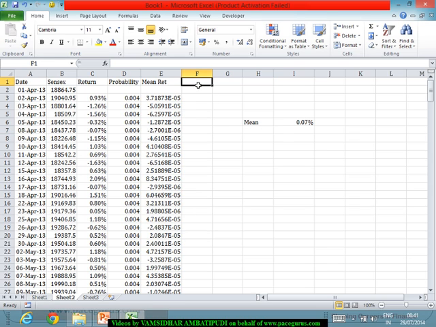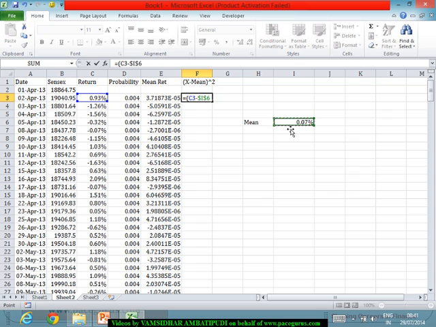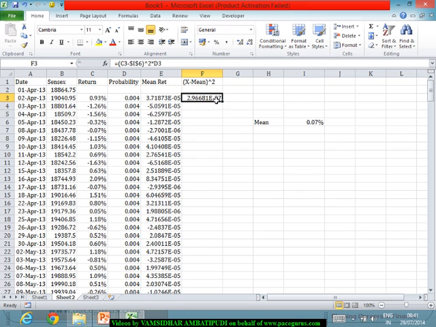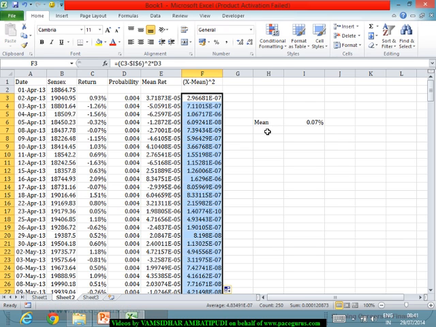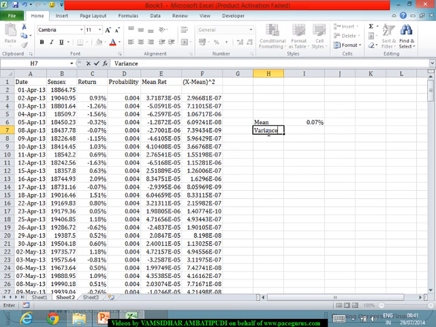Now what we are saying is I subtract the mean from each of the values and square it. So this particular return minus the mean I subtract and I do the squaring of it, and this I multiply with the corresponding probability. And if I sum up all this, this is what will give me the variance.